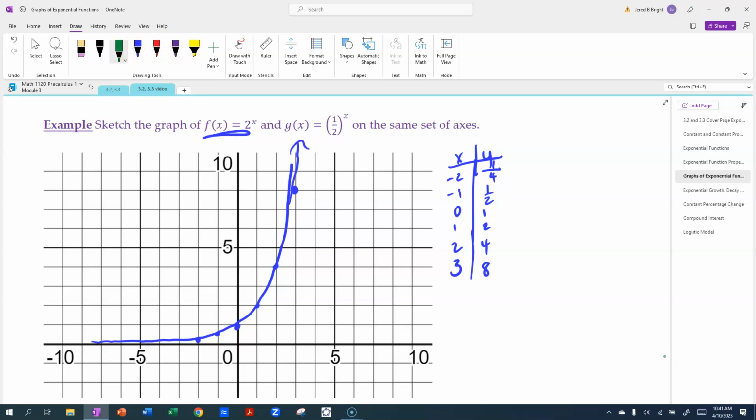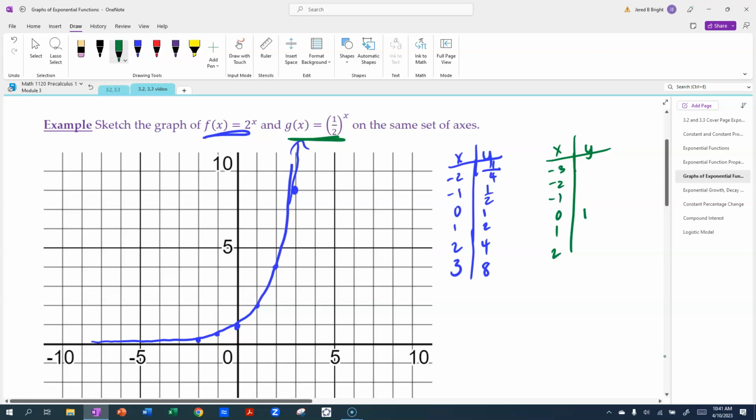Then I'm going to do g of x in green, so x and y. For this one I can actually do -3, -2, -1, 0, 1, and 2. So I get (0, 1), (1, 1/2), (2, 1/4), and then (-1, 2), (-2, 4), (-3, 8). So I get something that looks like this.